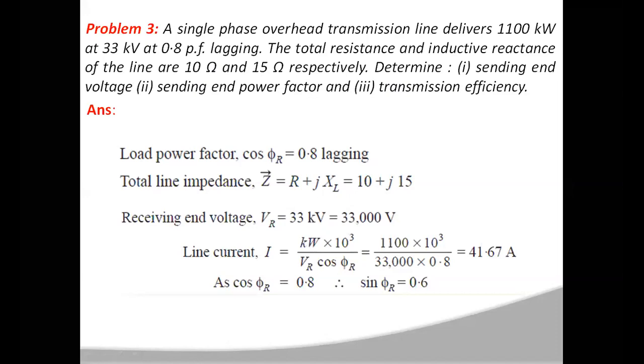Here, if you observe the problem, they have given the total resistance and total reactance, right? But capacitance is not given. So you have to consider this transmission line as a short transmission line. Suppose they had given the capacitance also, then you could assume that this is a medium transmission line or long transmission line, right? In this problem, they did not mention whether it is a medium or short transmission line, and the length of the transmission line is also not mentioned. So you cannot say that it is a medium transmission line.